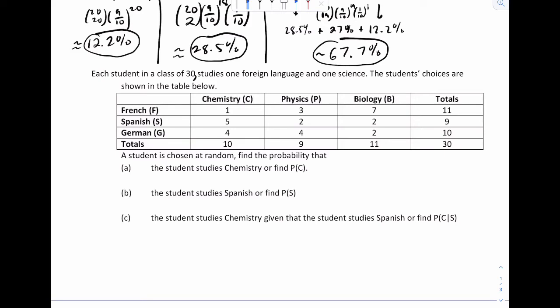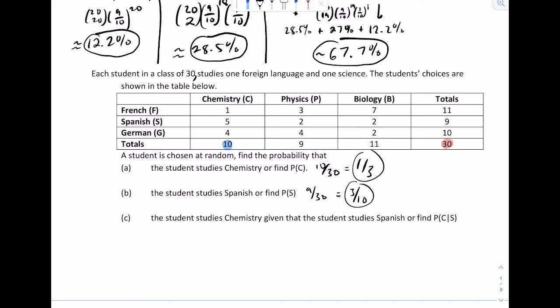So now let's answer some questions. A, what is the chance that the student studies chemistry? So for A, let's really take a look at the chemistry people. So that's going to be right here. So there are 10 total people in chemistry, and that's out of the whole total right here. So the answer should be 10 out of 30, which is 1/3. B, the student studies Spanish. So again, let's look at Spanish. That's going to be right here, 9, and that's out of 30, which is your total.